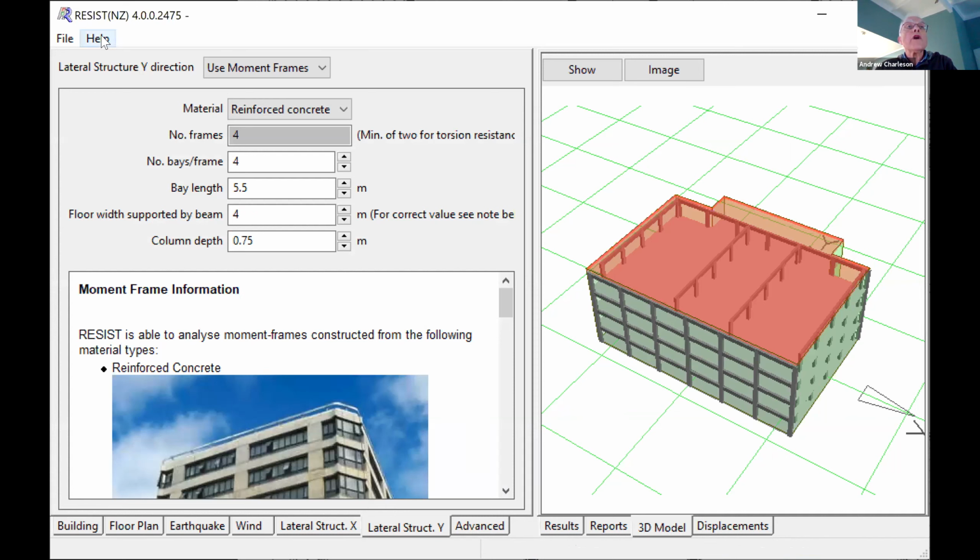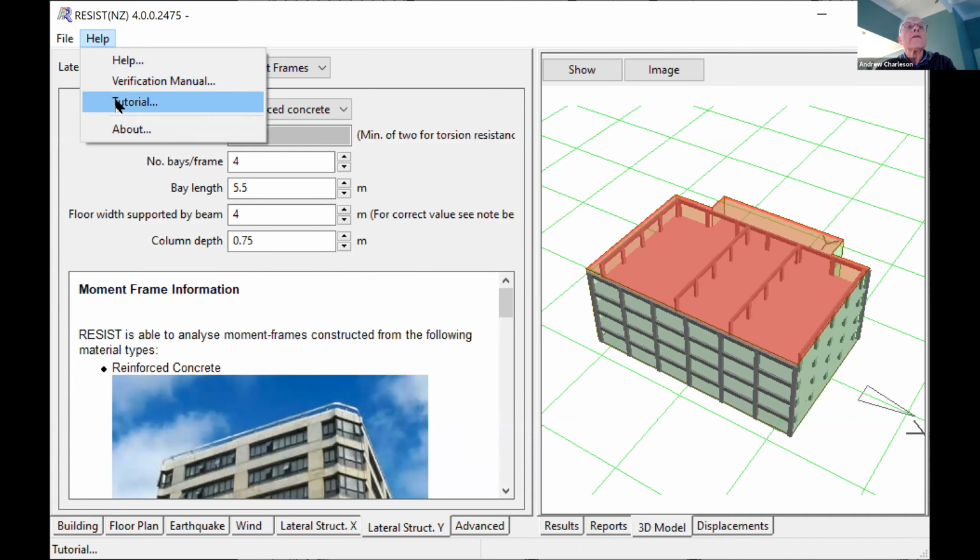And also in the help section, there's a tutorial to help you, a step-by-step guide, and information about the assumptions in the software. So all that information about the assumptions and guidance to help you model accurately is in the help section. So, Ebufenti, that's all I want to say.